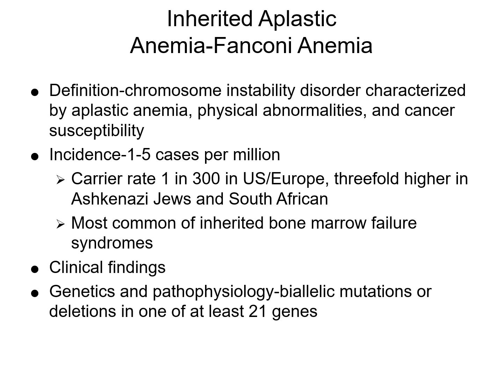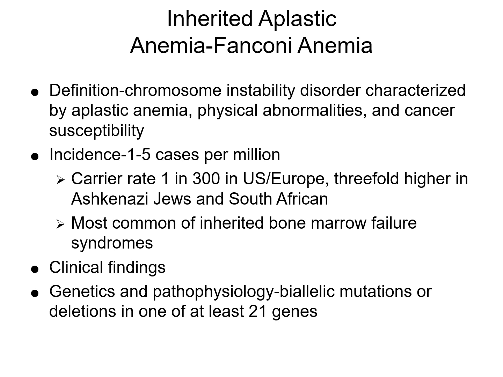They may have a short stature, abnormal thumbs or radii, skin pigmentation abnormalities, microcephaly, renal abnormalities, developmental delay, or learning difficulties. They also have a cancer predisposition, so they have an increased risk of leukemia, like we mentioned earlier, especially AML or acute myelogenous leukemia, head and neck squamous cell carcinomas, and gynecological and gastrointestinal cancers.